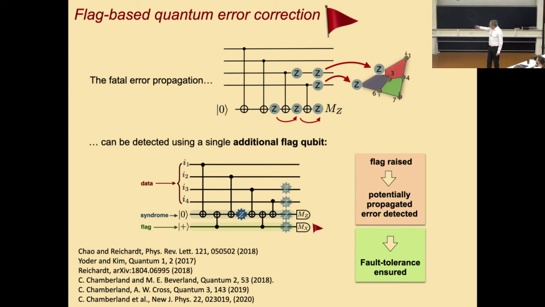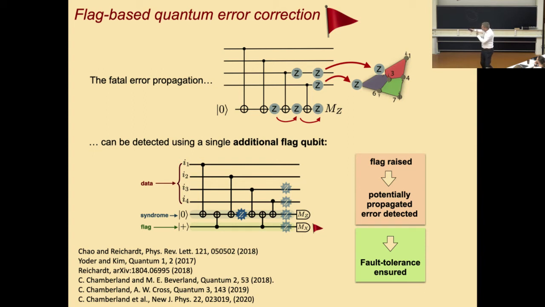Namely, the idea is that instead of coupling 4 data qubits to a single ancilla, we could simply take 1 additional flag qubit that we couple with these 2 additional CNOT gates to this additional ancilla qubit, the flag, in such a way that when we have, again, this dangerous error that would result in 2 Z phase flips, this is being caught directly by the flag.